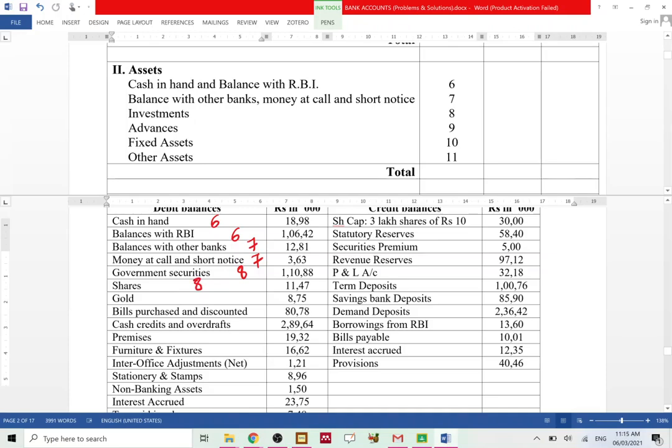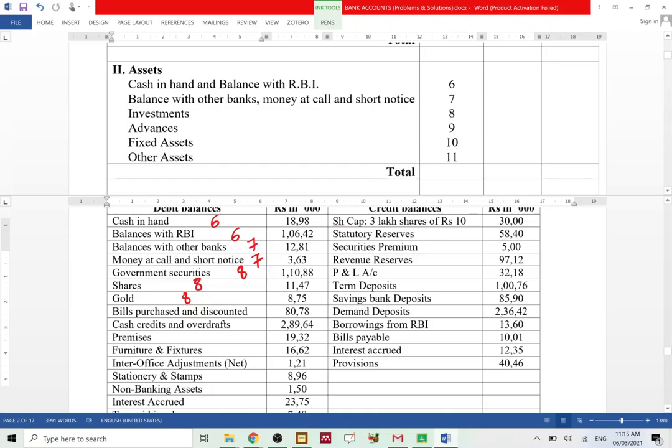This is an investment, right? So shares of some other companies, shares of some other banks, it can be that this bank, Kuber Bank Limited, for which we are doing the accounts, has invested in those shares. If the shares are on the credit side, that means it's share capital, but the debit side means it is an investment. Gold, what about gold? Schedule 8, very good, investments.